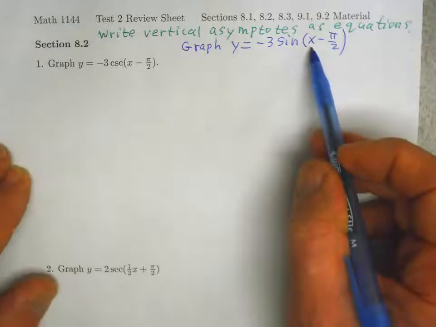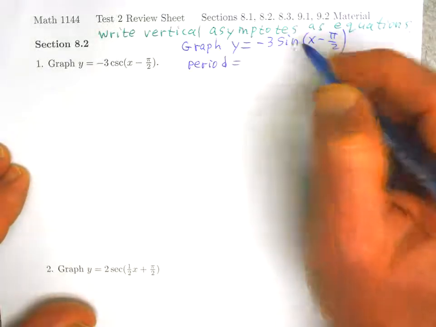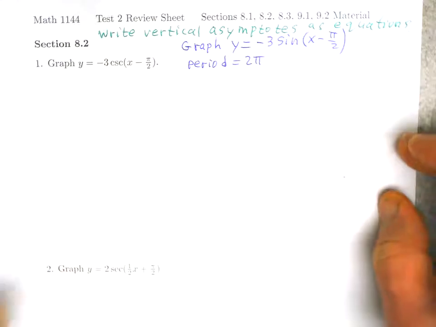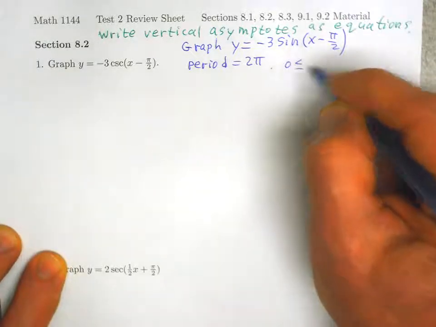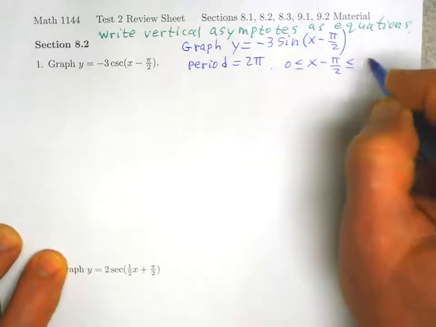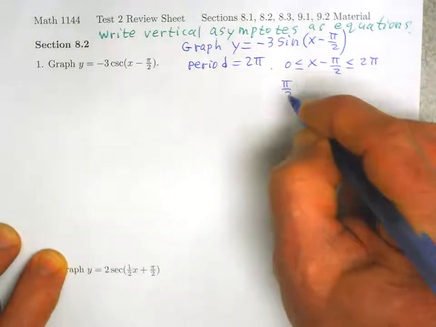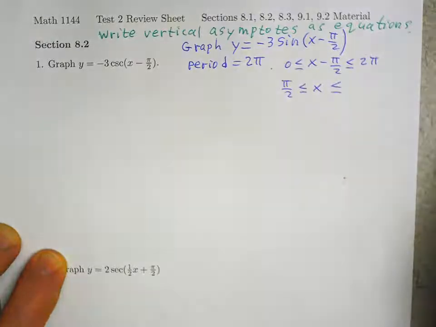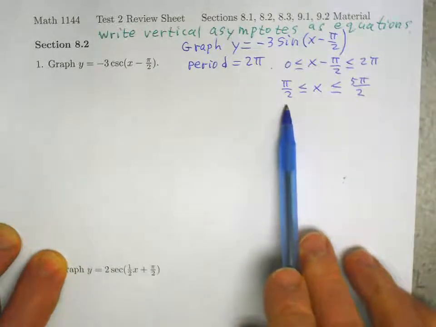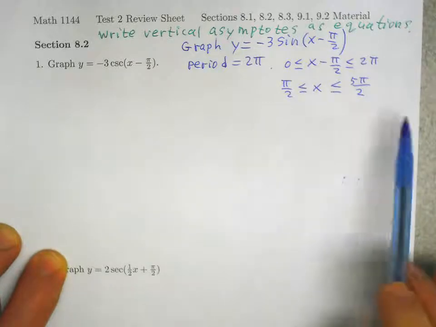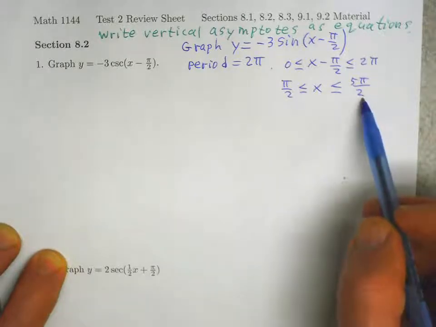Okay, well, the coefficient of x is 1, so the period is pi. Sorry, not pi, 2 pi. And then what interval are we going to start with? Well, we remember 0 is less than or equal to x minus pi over 2, which is less than or equal to 2 pi. Then to solve for x, we just add pi over 2 to both sides. So pi over 2 is less than or equal to x. And 2 pi plus pi over 2 is 5 pi over 2. So the vertical asymptotes are at the endpoints. So x equals pi over 2 and x equals 5 pi over 2.